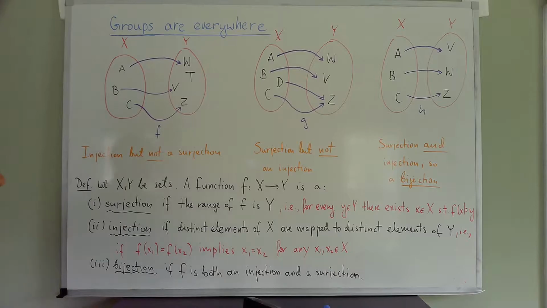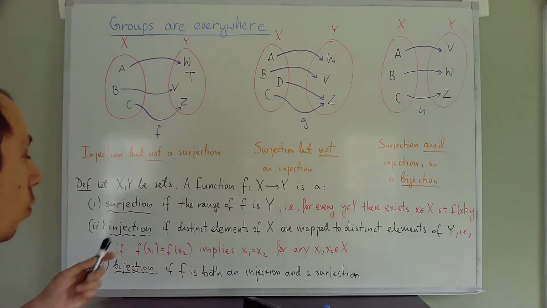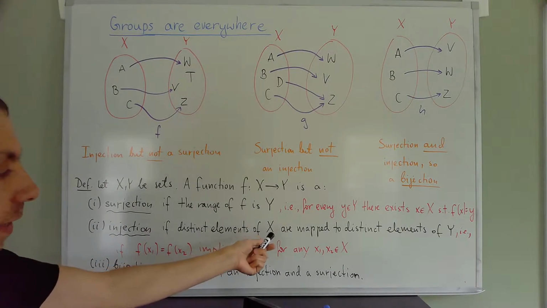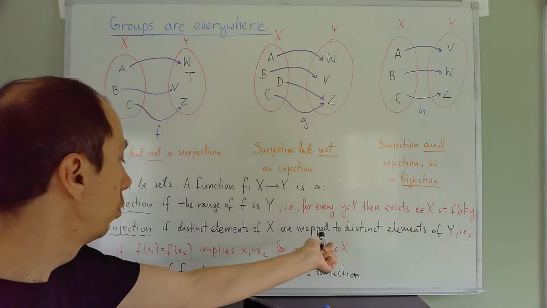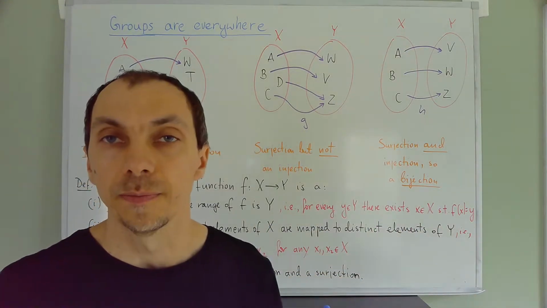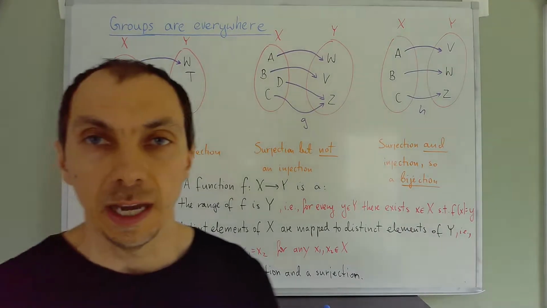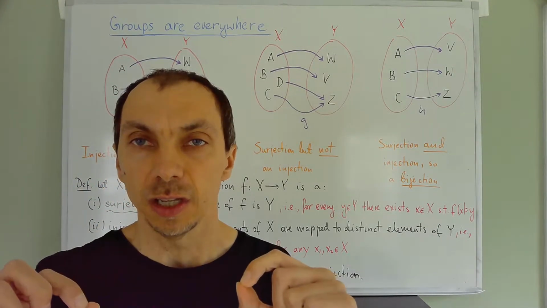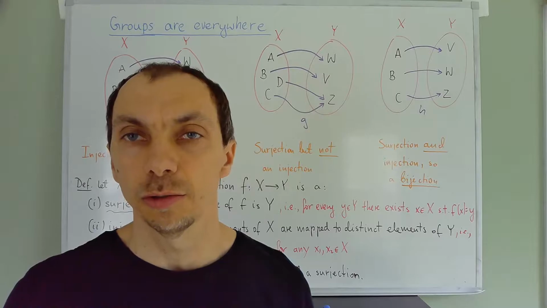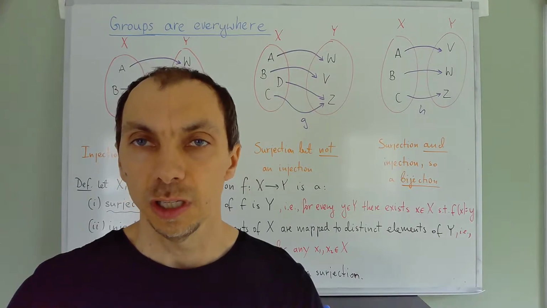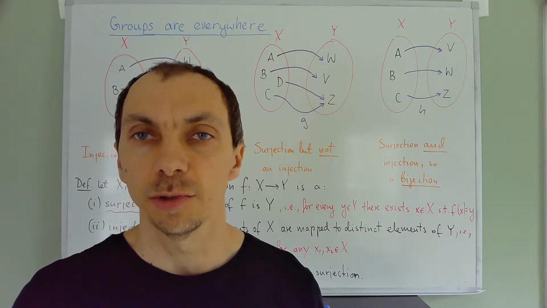What is an injection? An injection is a function where two distinct elements of x are mapped to distinct elements of y. So if I take two different elements of x and see where they go, they're not allowed to go to the same element. So distinct elements are mapped to distinct elements. That's what an injection is.